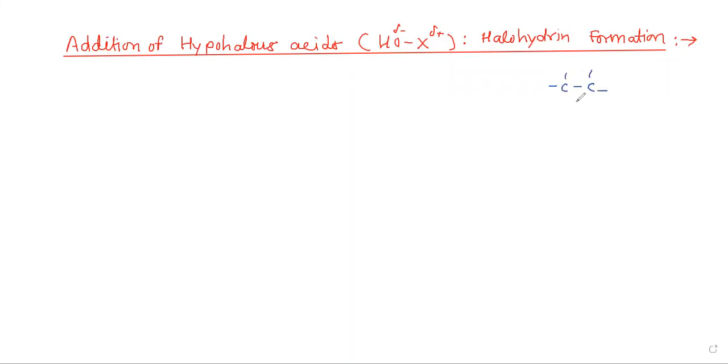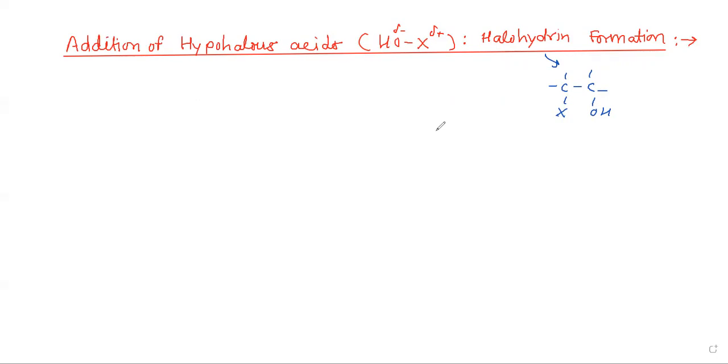After addition, you will get halogen and OH group attached to the adjacent carbon atoms. That is addition of HOX. It takes place across the carbon-carbon double bond, and we get these compounds which are commonly known as halohydrins. These compounds are called halohydrins.